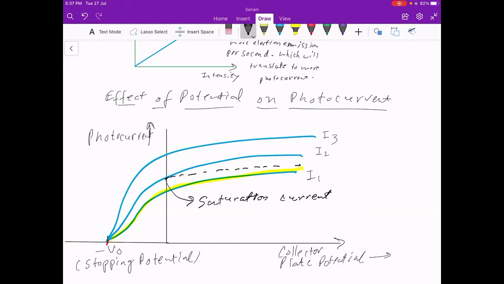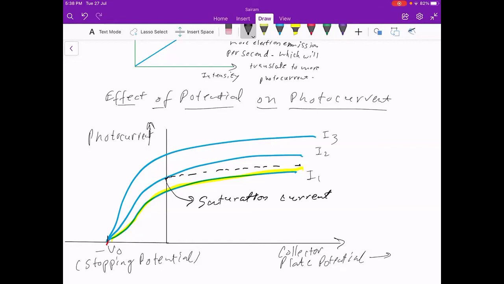At stopping potential, all of the electrons will stop, so there will be no current for all three intensities. But as you increase the intensity, the current keeps on growing larger and larger. So the photocurrent in case of I2 is always greater than I1, and I3 is always greater than I2 and I1. This continues until you reach a point where no more electrons are available to increase the photocurrent, so it reaches a saturation.